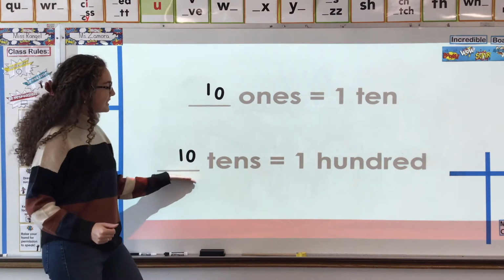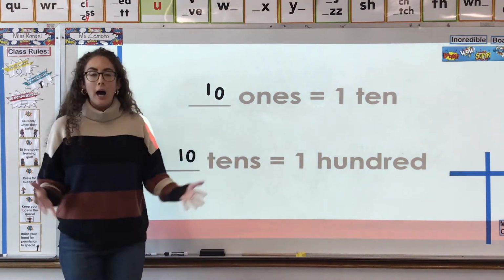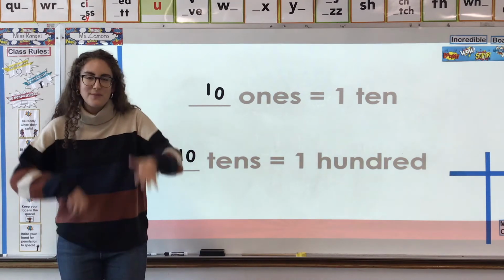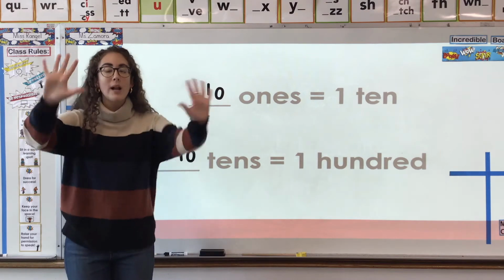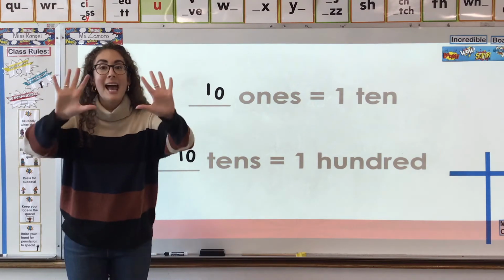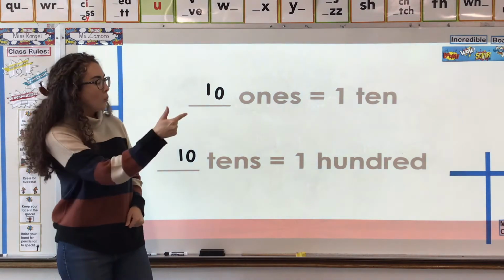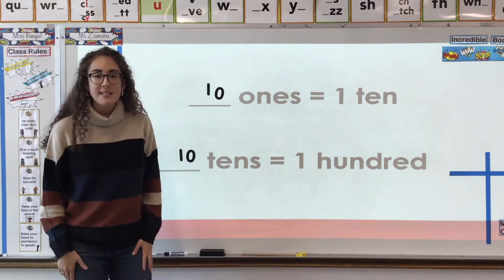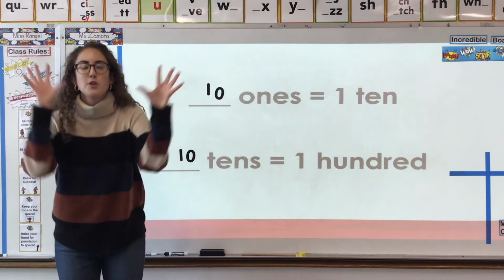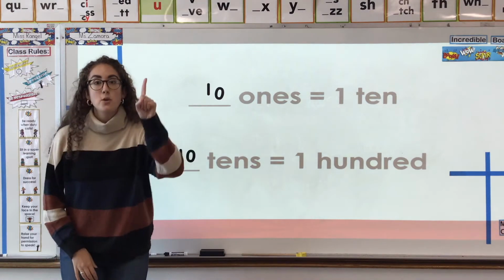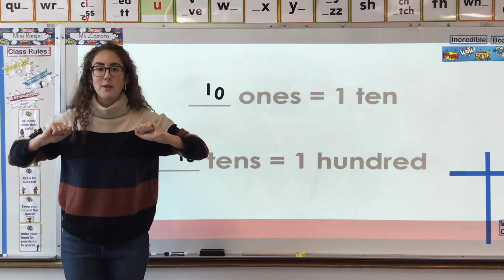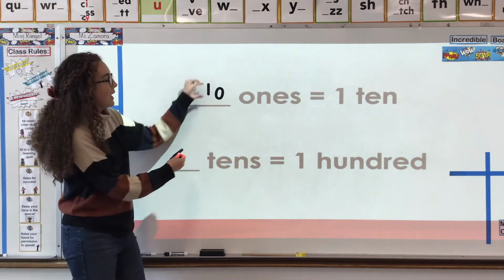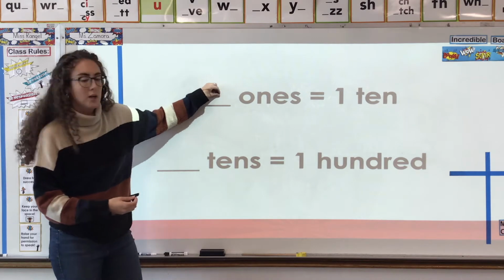Again, 10 tens equals 100. Remember when we counted? 10, 20, 30, 40, 50, 60, 70, 80, 90, 100. We counted up 10 tens and we got 100. So our big overarching concept was that 10 of a smaller value gives you 1 of a bigger value. So with this knowledge, Super Scholars, we can answer this all-important question.